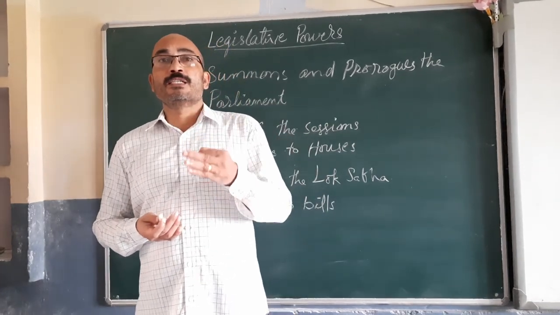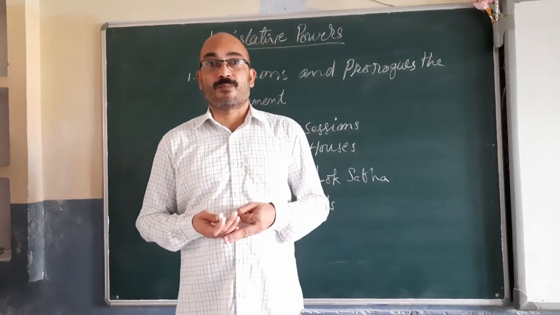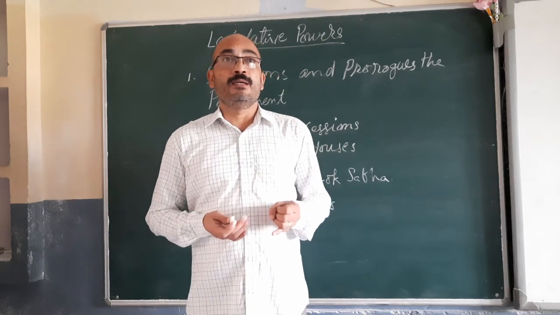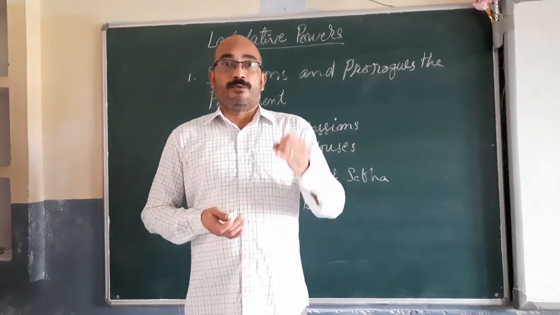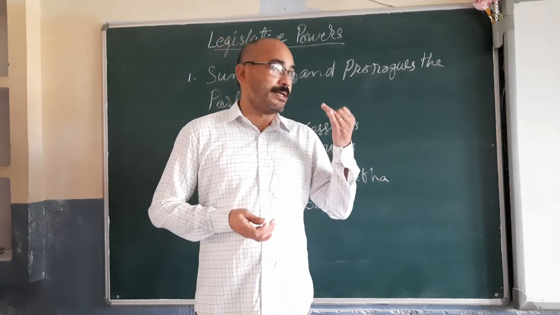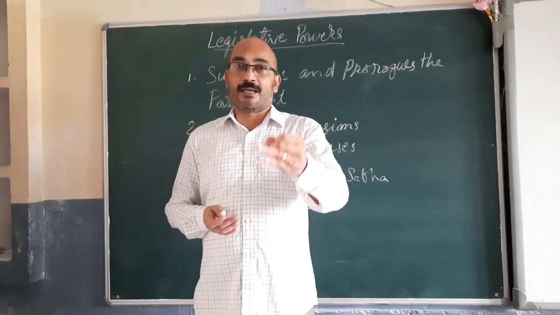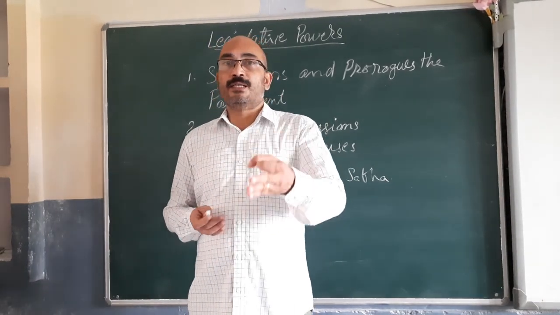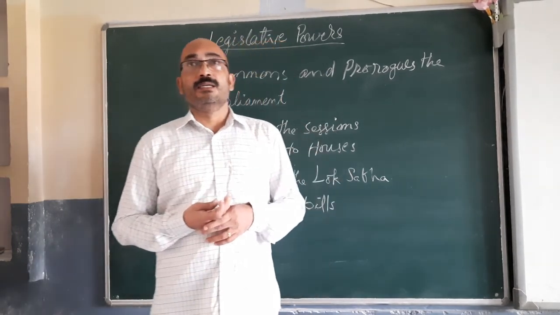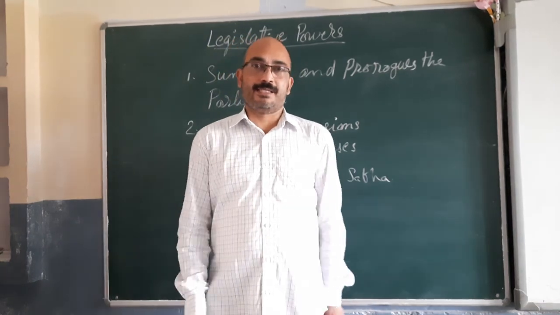If a bill is passed by the parliament, it is sent to him for his assent. What can the president do if a bill is sent to him? First option, he can give his assent. Second option, he can send the bill back to the house for reconsidering. And the third one is he can withhold that bill. Okay, that is about assent to bills.